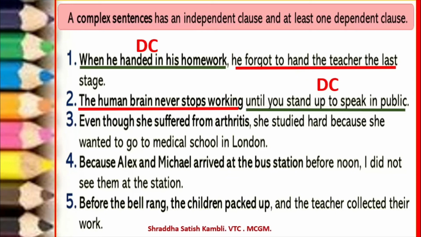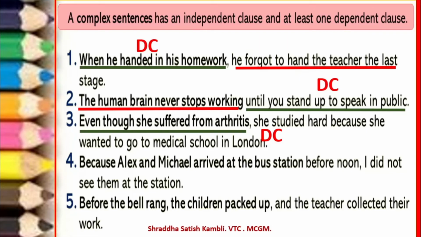Even though she suffered from arthritis, she studied hard because she wanted to go to medical school in London. So what do you think? Which part of the sentence is the dependent clause? Yes, it is the first part. Even though she suffered from arthritis is the dependent clause. And naturally the remaining part of the sentence, she studied hard because she wanted to go to medical school in London, is the main clause.